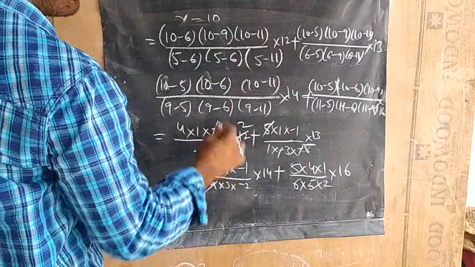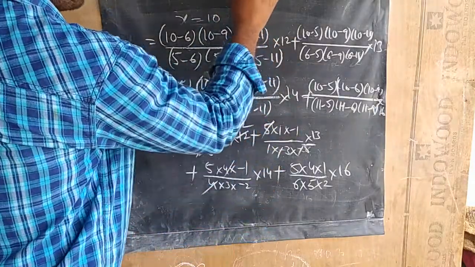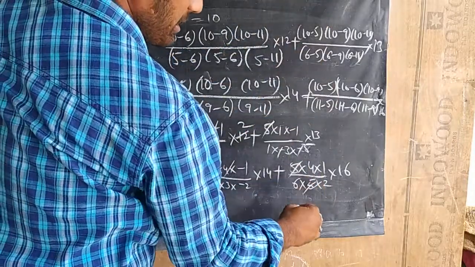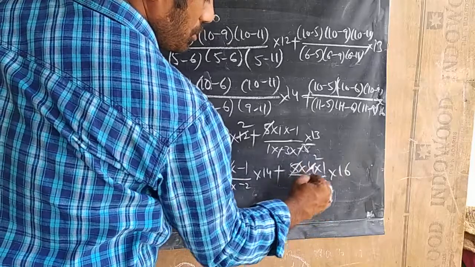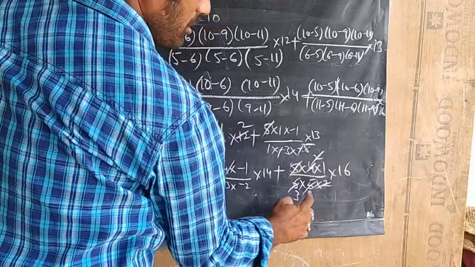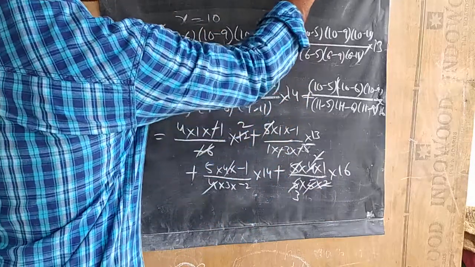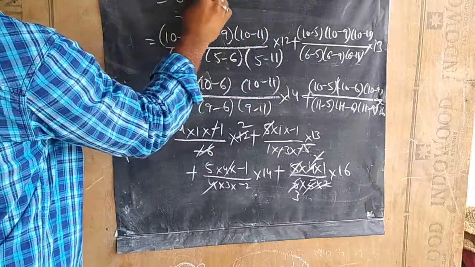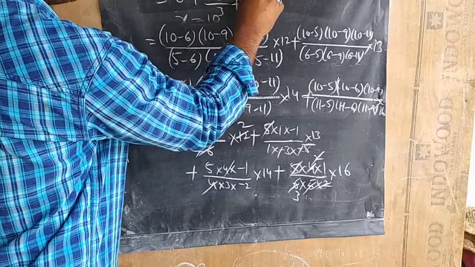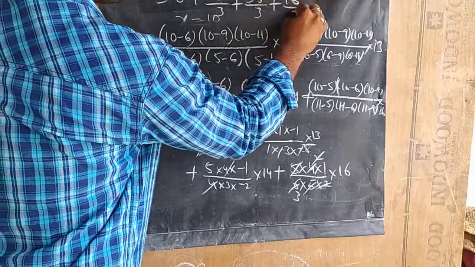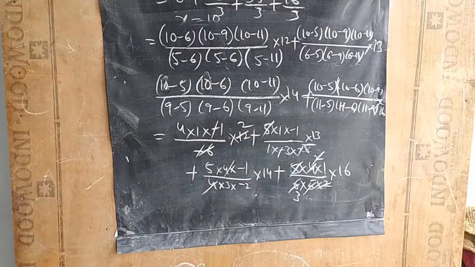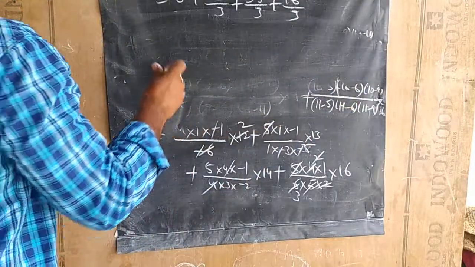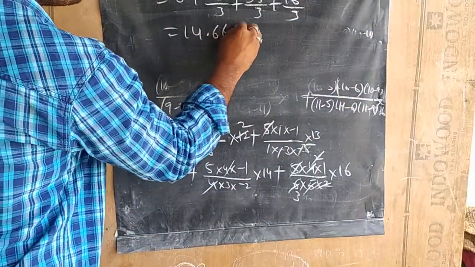Minus minus gets cancelled, plus 5 by 6 into 14. Here 5 gets cancelled, 2 2s, 2 3s, 2 2s get cancelled, and 16 by 3. So 8 plus 13 by 3 plus 35 by 3 plus 16 by 3. So the overall simplification answer will be 14.6663.